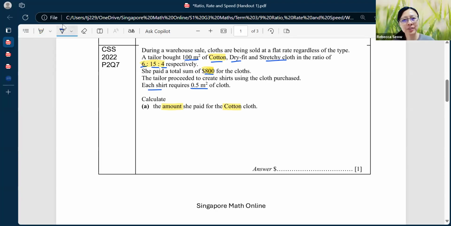Now, let's put down the information we have. Okay, all the cloth that is being bought is in these units. Let's find the total unit first. And these number of units actually make up a total of $800. We want to find the amount that she paid for cotton cloth. So cotton cloth will be the first quantity. Let's work on finding 6 units.